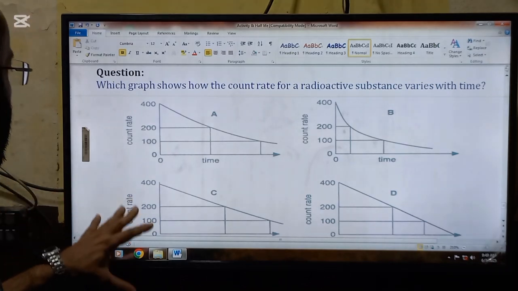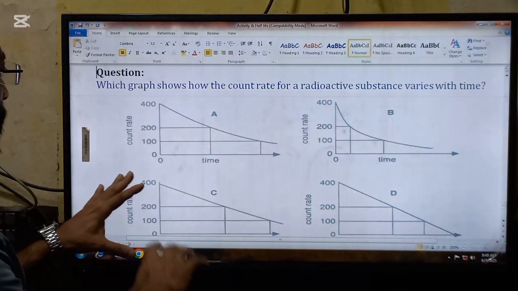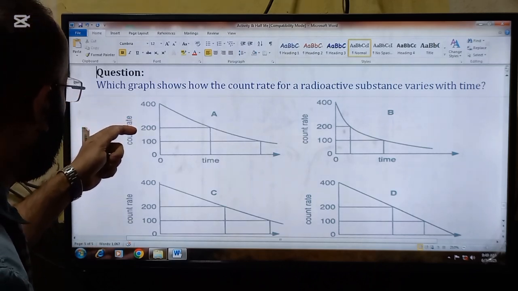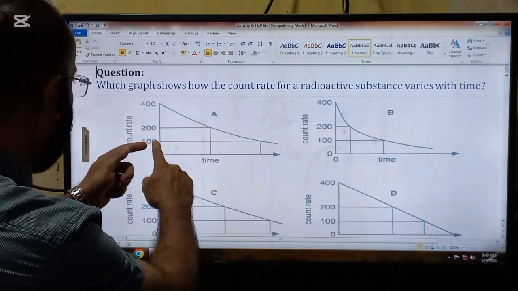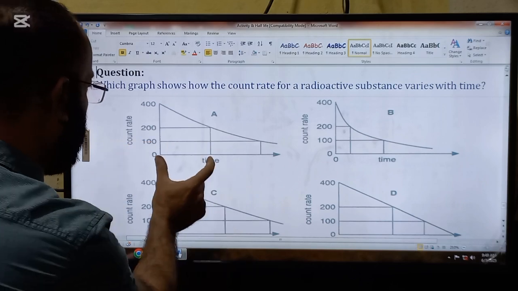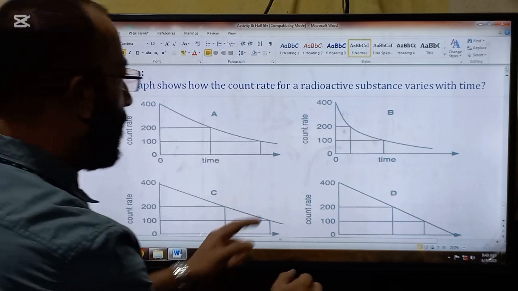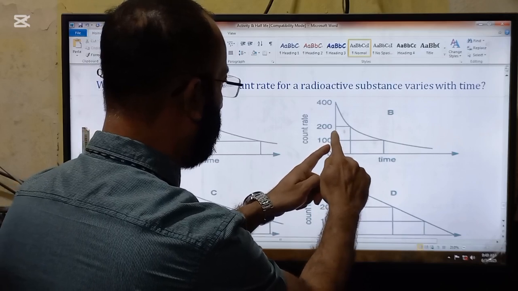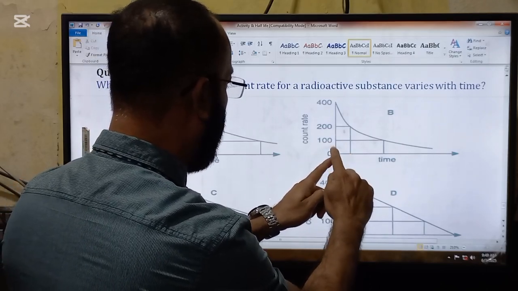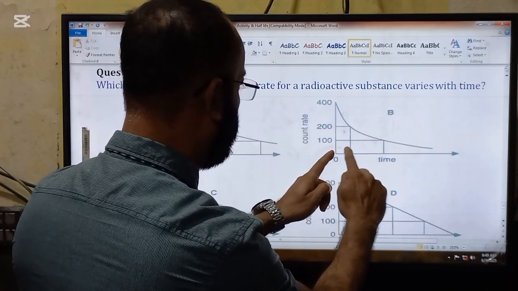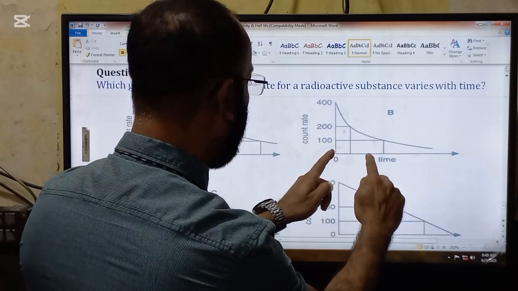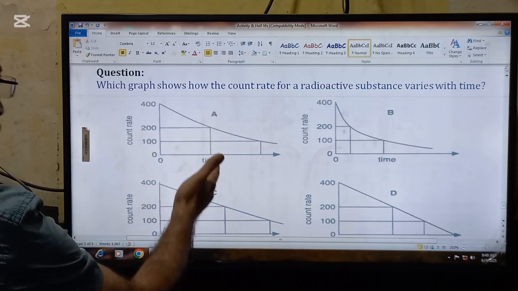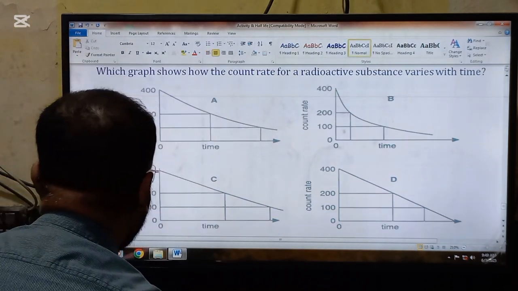Okay. The thing is now, half-life should be uniform. So from 400 to 200, this is the time, and up to 100, this is the time. So this looks uniform, but this is not uniform, because 200 to 100, this is the half-life, but in another half-life, that is 50, this is not uniform. So A can be the answer.